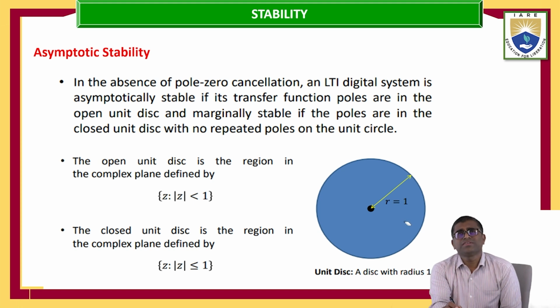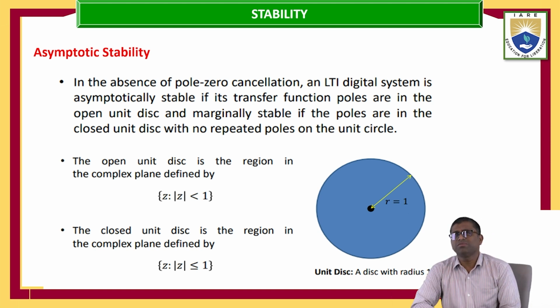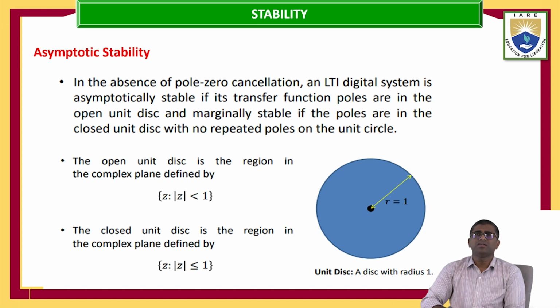So, in the absence of pole-zero cancellation, a linear time-invariant digital system is asymptotically stable if its transfer function poles are in the open unit disk, and it will be marginally stable when the poles are in the closed unit disk, that is, when they are not repeated on the unit circle.